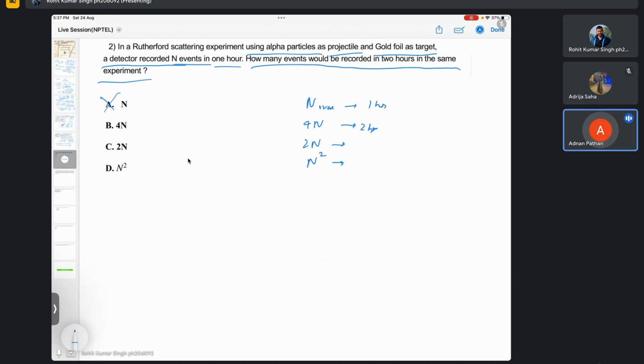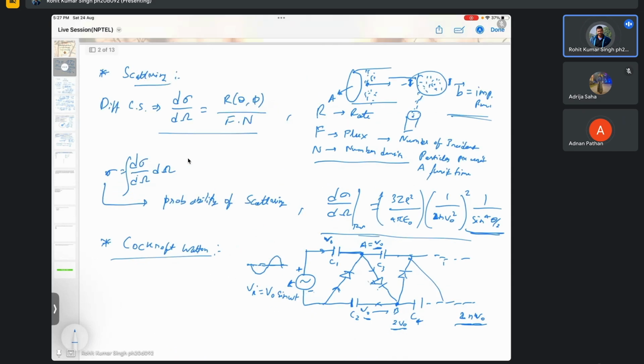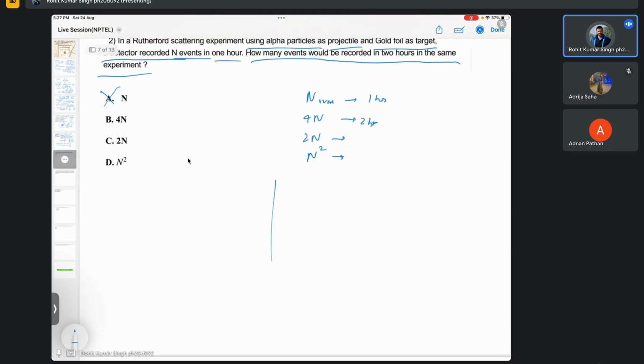So here can we use the Rutherford scattering equation? I think you had given us. Yeah, I think I wrote it somewhere. Yeah, this. Does it help here? I mean, there's nothing like that. It's simply 2n, right?